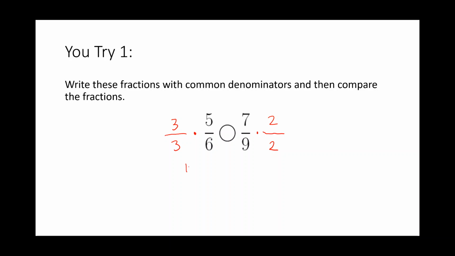3 times 5 is 15. So I'll have 15/18 on the left. And I'm going to have 14/18 on the right. Now we need to compare. 15/18 is greater than 14/18. So I'm going to choose that one.